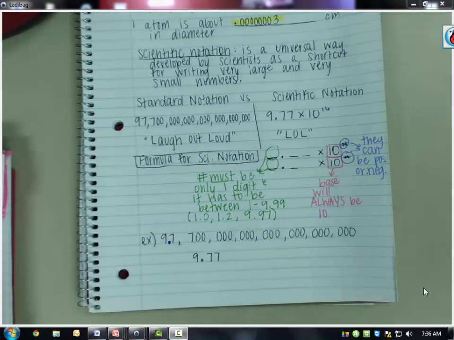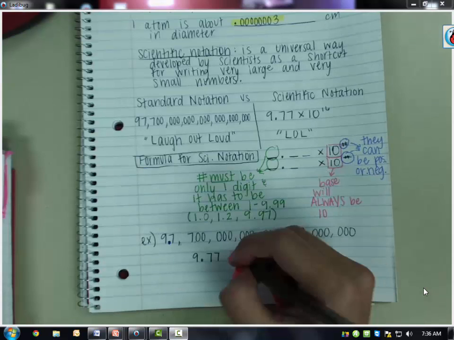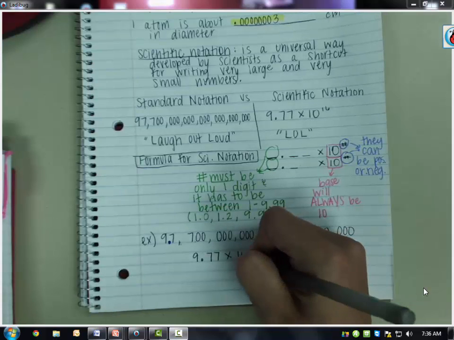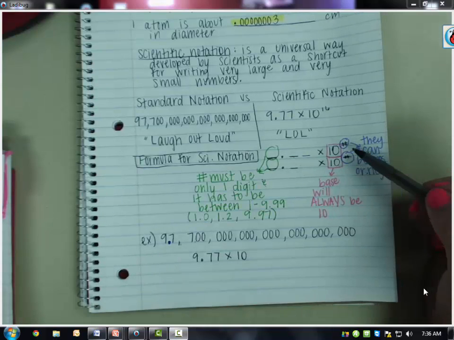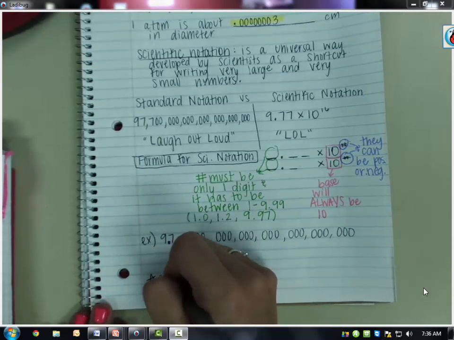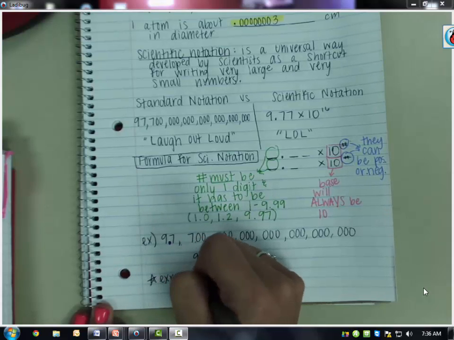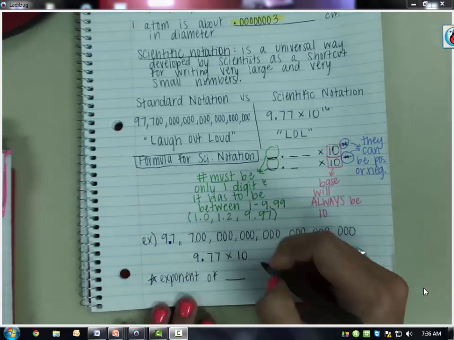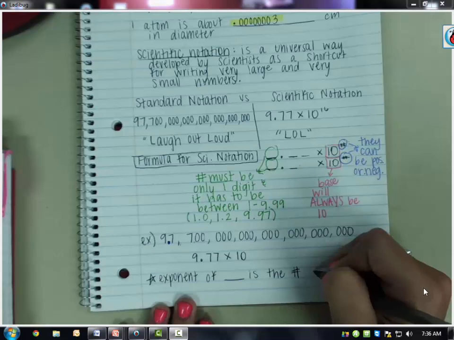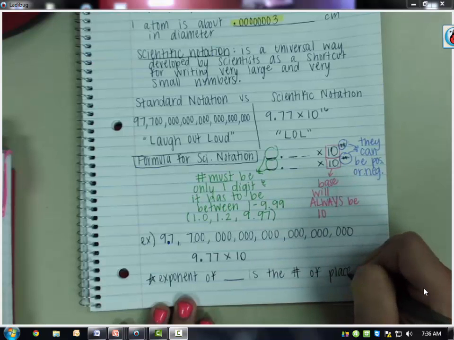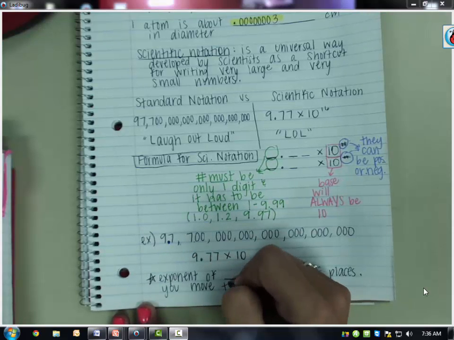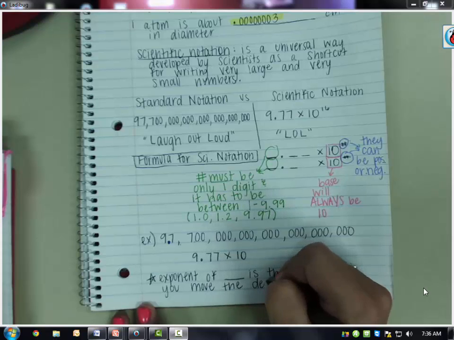So I can write multiply. Well, I know my base will always be 10. So I can go ahead and write 10. Now I need to know what my exponent's going to be. Your exponent of blank is the number of places you move. What do you think? Move your decimal.